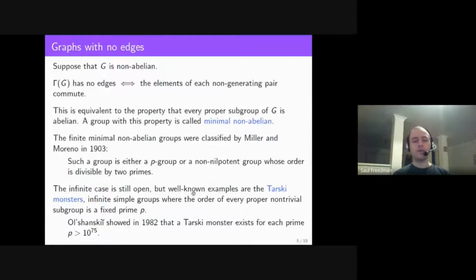So indeed, these Tarski monsters exist, and they are examples of infinite simple groups where there are vertices but no edges. And there are, of course, also these finite examples, and each of these finite examples is in fact soluble.